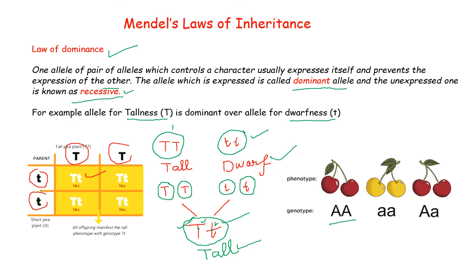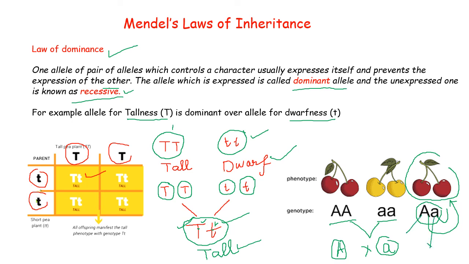Similarly, in cherries we have capital A. Capital A is responsible for the red color of the cherries, and small a is responsible for the yellow color of the cherries. If we cross these two, you have capital A from here in the gametes, you have small a from here in the gametes. When you cross these two, you get an offspring capital A, small a. Here the cherries are red, so the phenotype of capital A is expressed, while that of small a is not expressed. So capital A is dominant and small a is recessive.